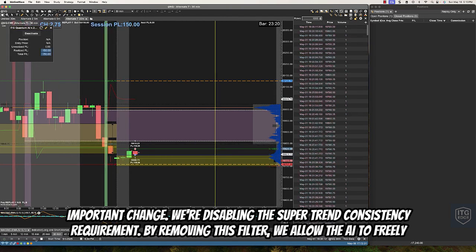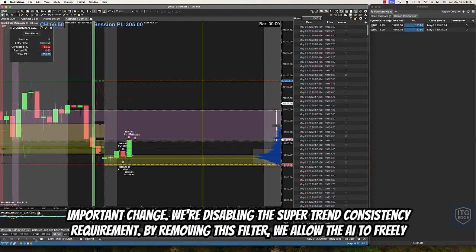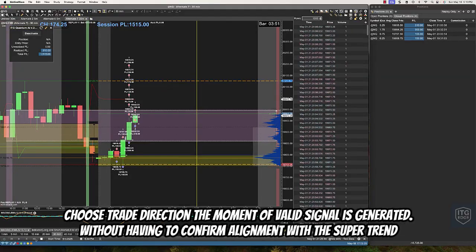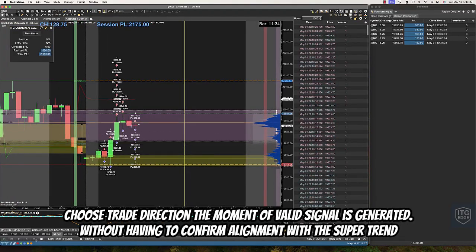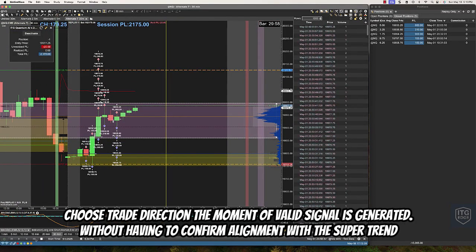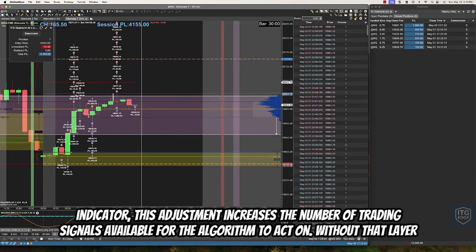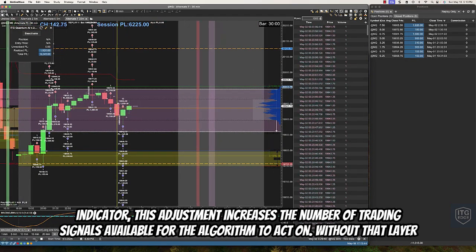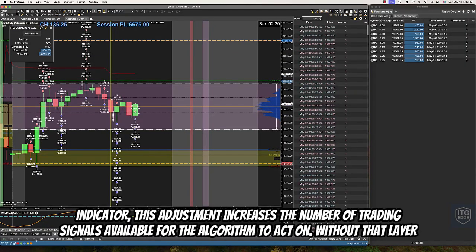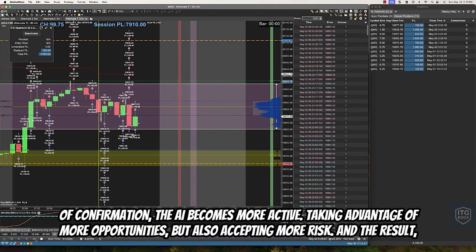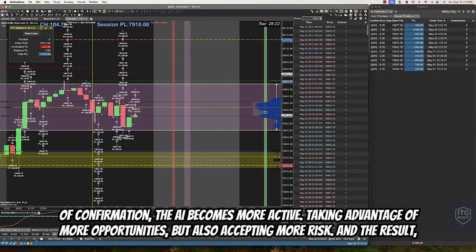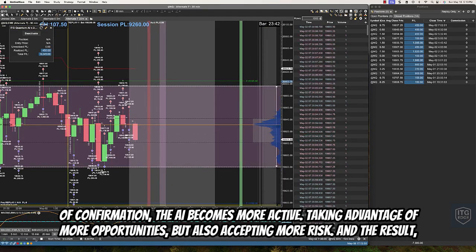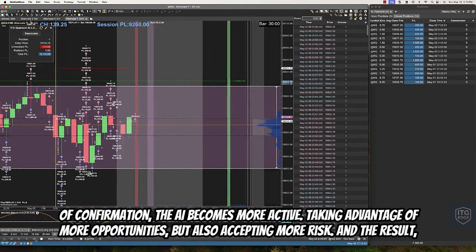We're disabling the super trend consistency requirement. By removing this filter, we allow the AI to freely choose trade direction the moment a valid signal is generated, without having to confirm alignment with the super trend indicator. This adjustment increases the number of trading signals available for the algorithm to act on. Without that layer of confirmation, the AI becomes more active, taking advantage of more opportunities, but also accepting more risk.